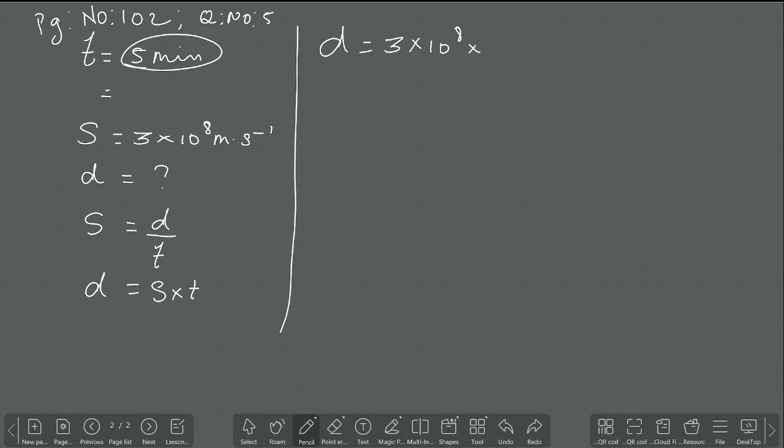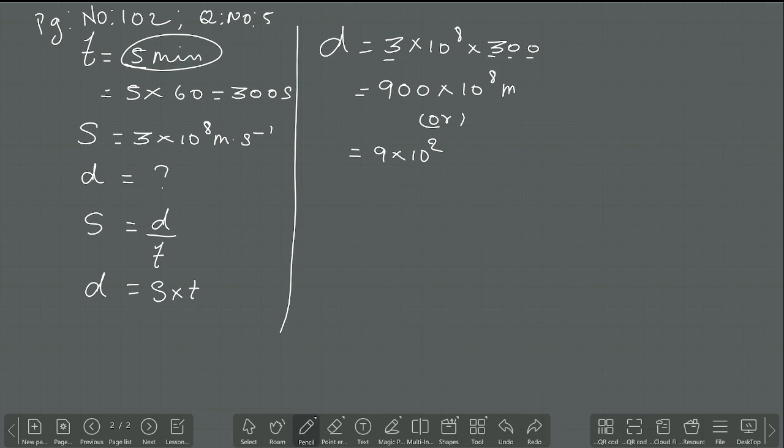No. So convert that minute into seconds. 5 into 60. 5 6s are 30, so 300 seconds. So 3 into 10 to the power of 8 into 300. Multiply 3 and 3 alone. 3 3s are 9. How many zeros are left over here? 2 zeros. Add the 2 zeros at last and then write 10 to the power of 8 meter. Or if you simplify further, this 900 we can also write as 9 into 10 to the power of 2.